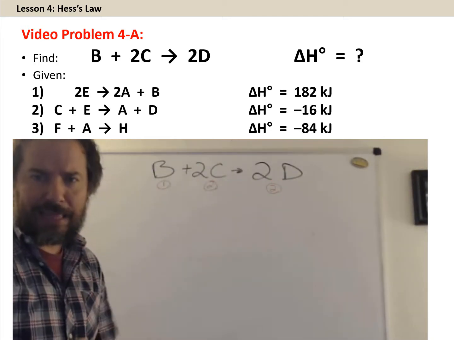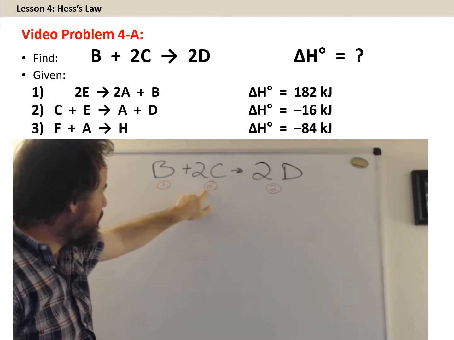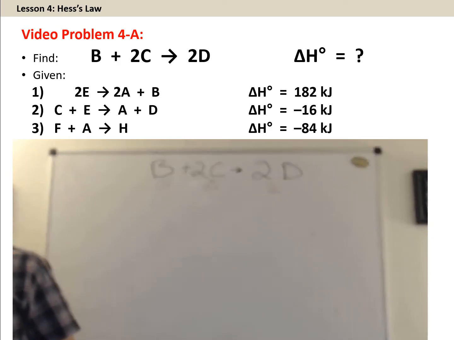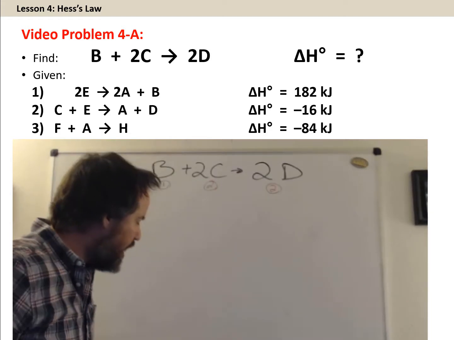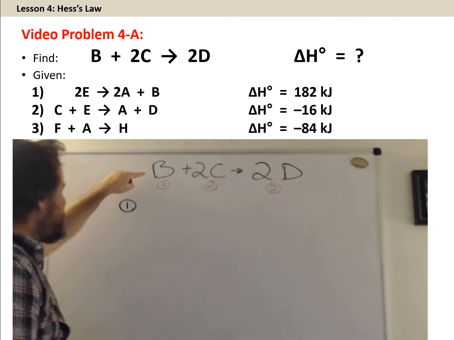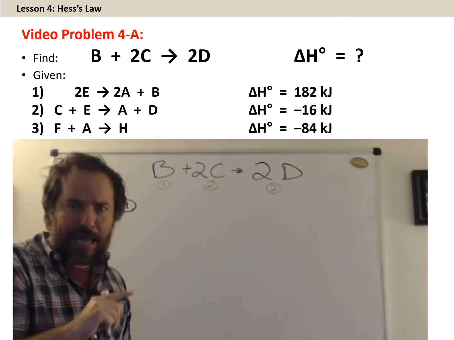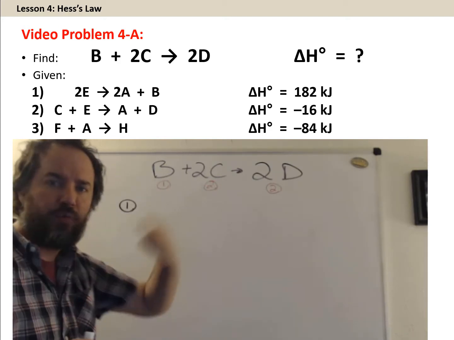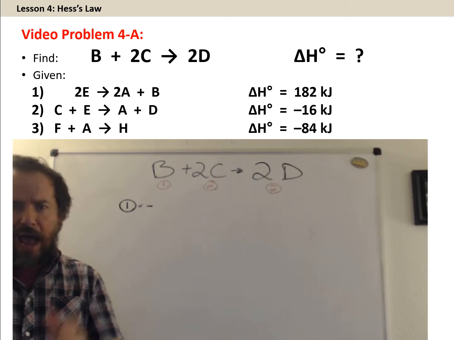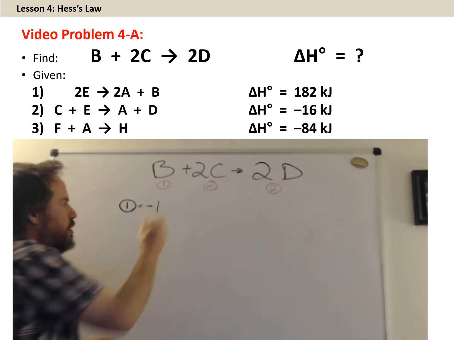So, looking at this, I can either start with number 1 and try to get B in the right place, start with number 2 to get C in the right place, or start with number 2 to get D in the right place. We can do either one, so let's go with number 1. I want B as a reactant. Notice how on that screen, B is a product. It's on the right-hand side of that arrow, so I need to flip it. I have 1B here, and in that reaction, I also have 1B, so just flipping it will get it the right way.